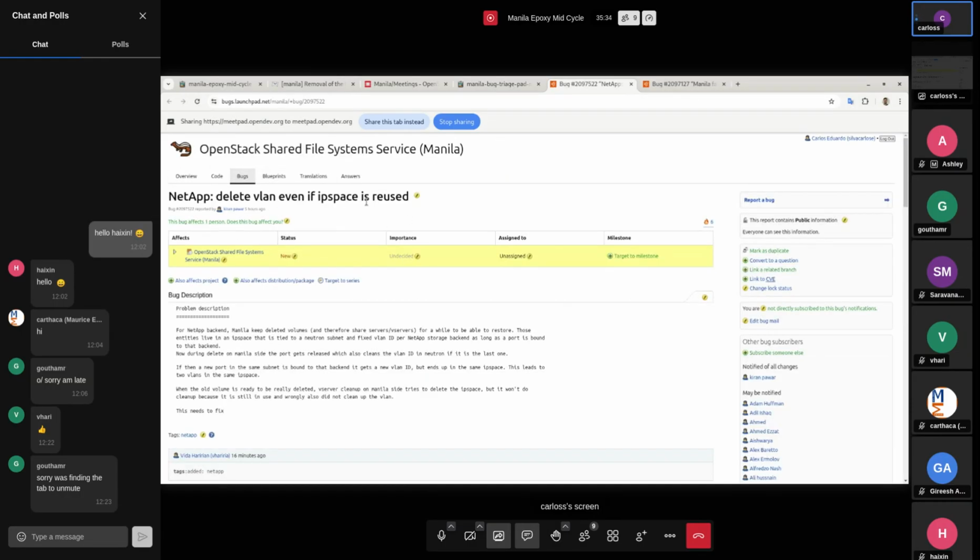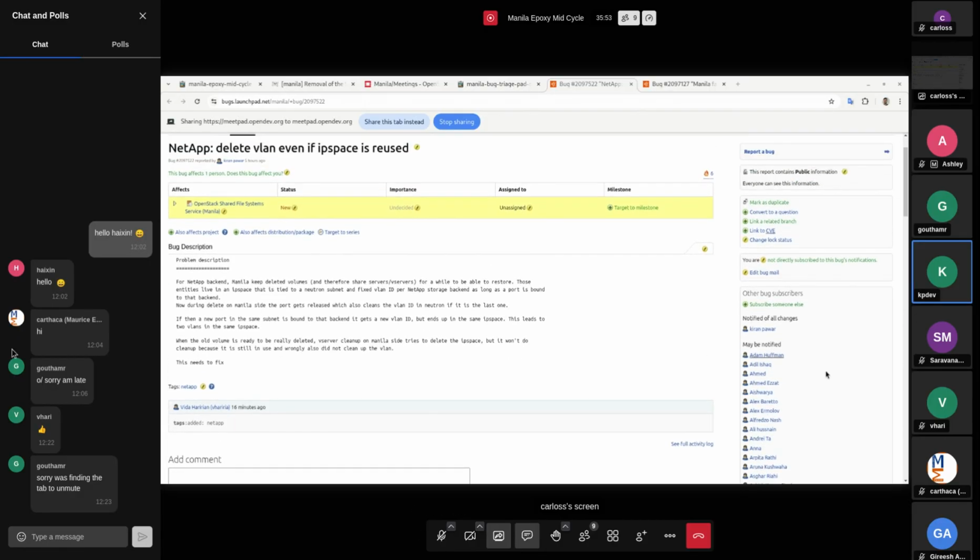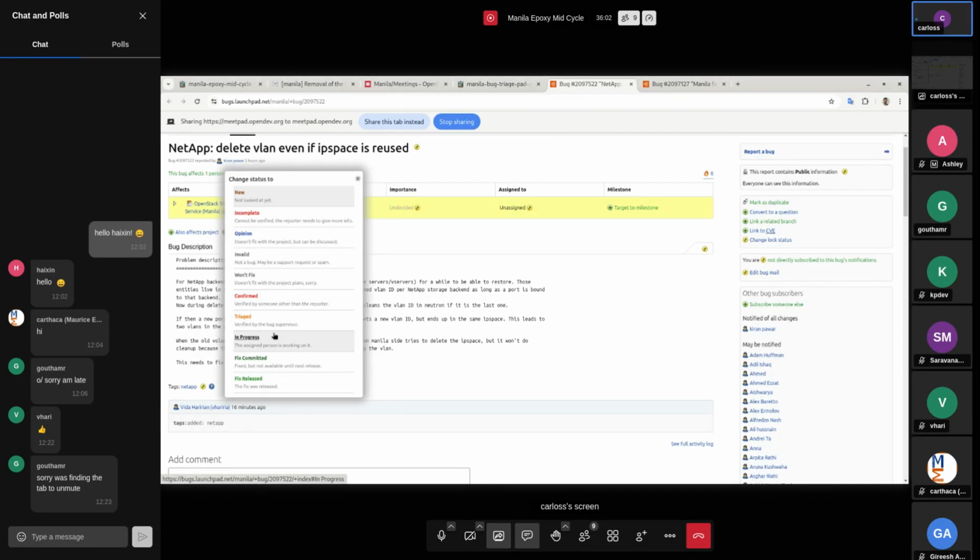Yeah, this was reported 5 hours ago by Kiran. Thanks for the report, Kiran. Delete VLAN even if IP space is reused. But the bug that we have done, for which Maurice has worked on, I'm planning to get upstream, hopefully this week or the next week. Awesome. Thank you. So I will assign this to you on Launchpad then.